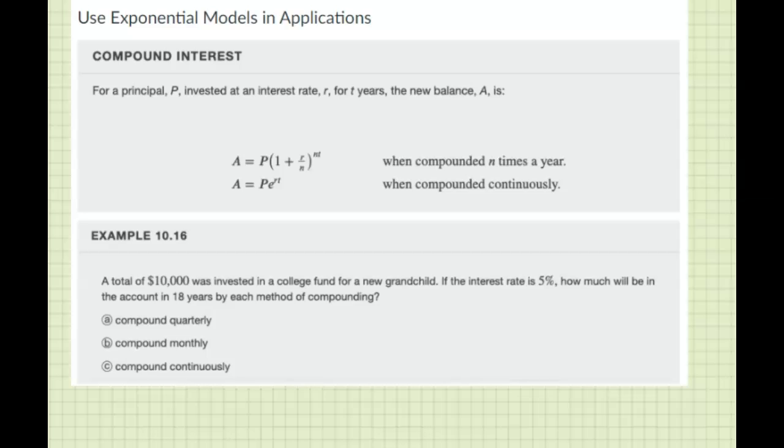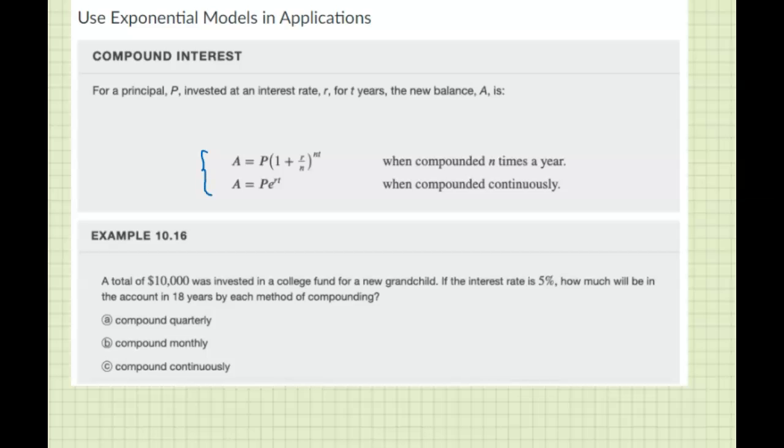Hello and welcome. Let's look at some application problems of exponential functions. So the first one we're going to look at is financial application, compound interest. On compound interest, you're either investing money or you're borrowing it. It works the same. So for a principal P invested at an interest rate R for T years, the new balance A is given by one of these formulas, okay?